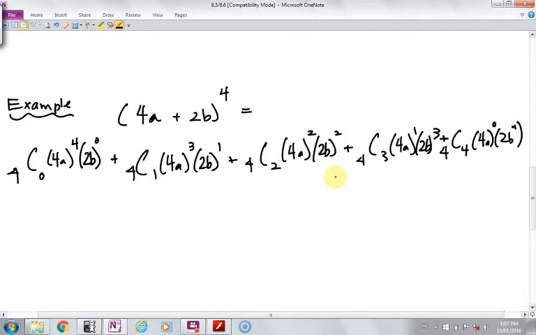Everybody follow that? So just using the patterns, the binomial expansion coefficients come from Pascal's triangle, which we can generate with combinations, and then we have first term, second term, and the exponents start at n and go down for the first term, and start at 0 and go up for the second term.